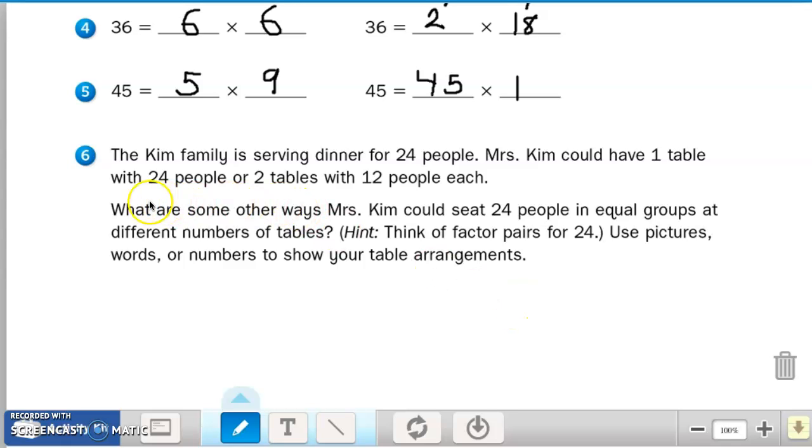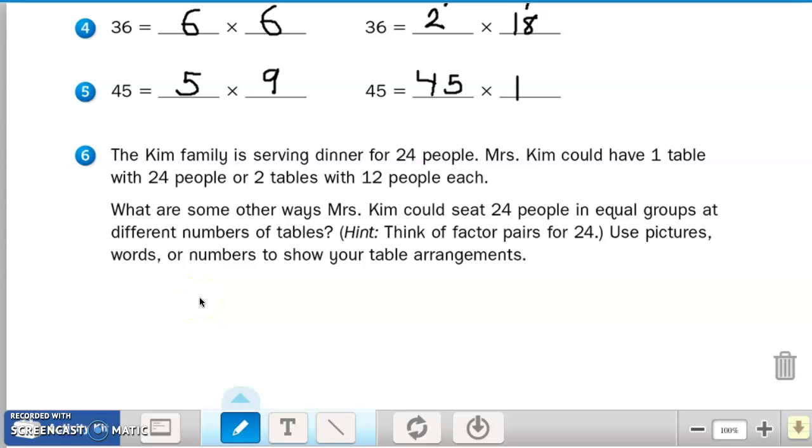Now, here's number 6. The Kim family is serving dinner for 24 people. Mrs. Kim could have one table with 24 people on it, so 1 times 24. She could have 2 tables with 12 people on it, so 2 times 12. What is another way that Mrs. Kim could seat 24 people in equal groups at different tables? Think about what is another factor for 24. You can use pictures or words.